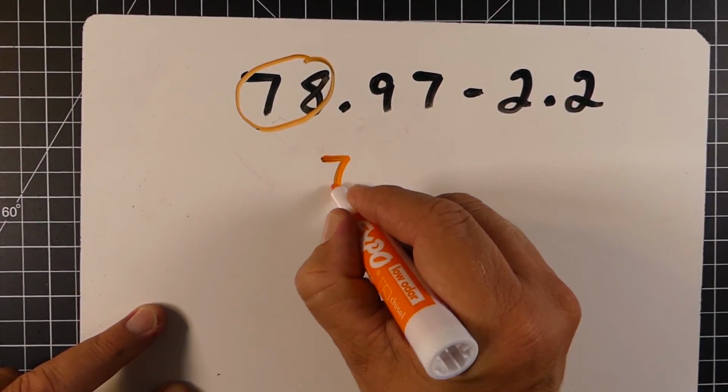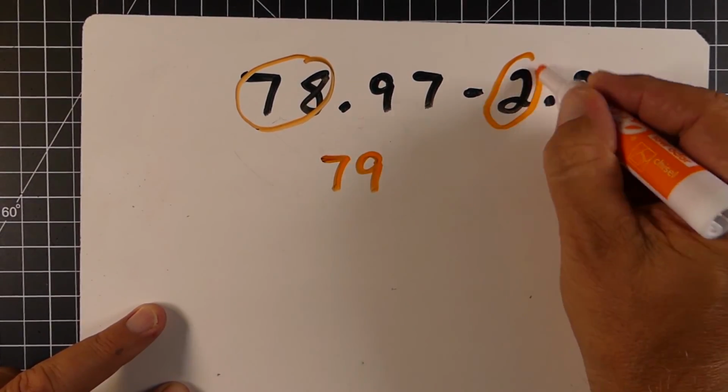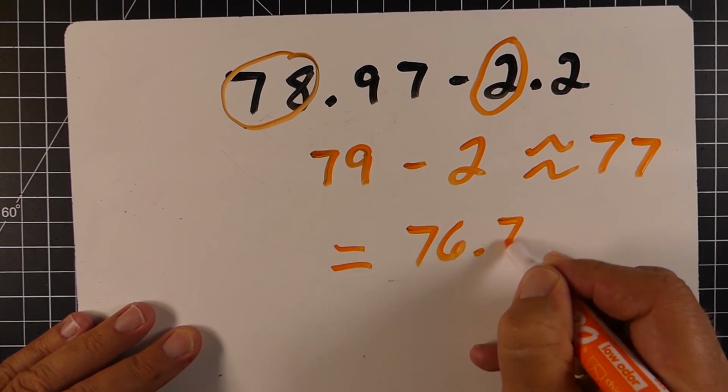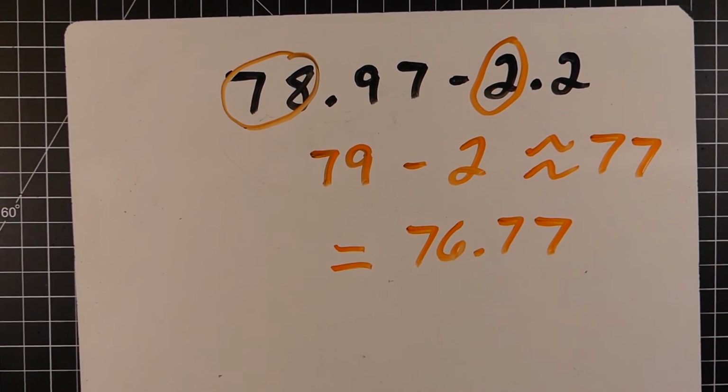Okay. Here's 78 minus, or actually 79 because we rounded up, minus 2, so 77. Even if we did use 78, we would think an answer is around 76.